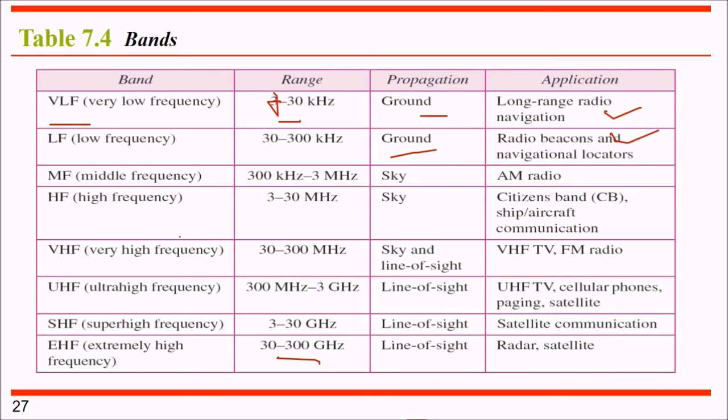The middle frequency, which is 300 kilohertz to 3 megahertz, is employed for AM radio. For skywaves, 3 to 30 megahertz, high frequency, is for citizen band, ship and aircraft communication. Then we come to the sky and line of sight, which is very high frequency, super high frequency, extremely high frequency. So we use 30 to 300 megahertz for VHF and FM radio, 300 megahertz to 3 gigahertz for UHF, cellular phones, paging and satellite, 3 to 30 gigahertz for satellite communication, which is super high frequency, and again 30 to 300 gigahertz for radar and satellite.